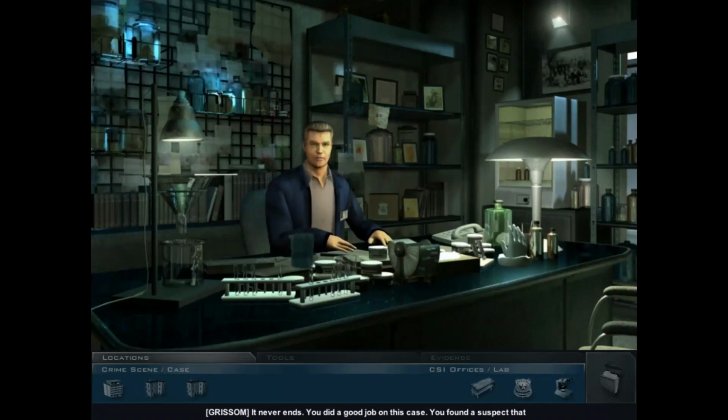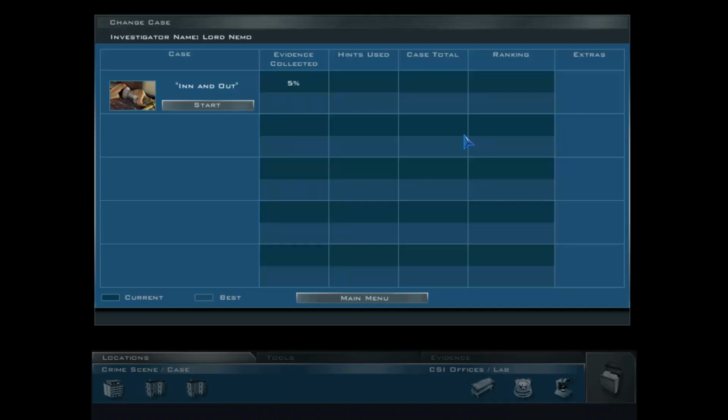It never ends. You did a good job on this case. You found a suspect that meets the requirements for means, motive, and opportunity. That's all we can do. The rest we leave up to the district attorney. Now, let's do your evaluation. Great work. But asking for help cost you in your final evaluation. See if you can do as well without using any hints.